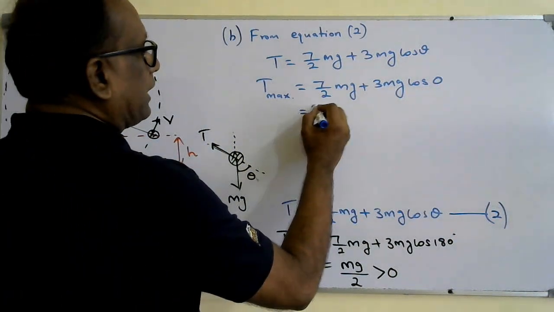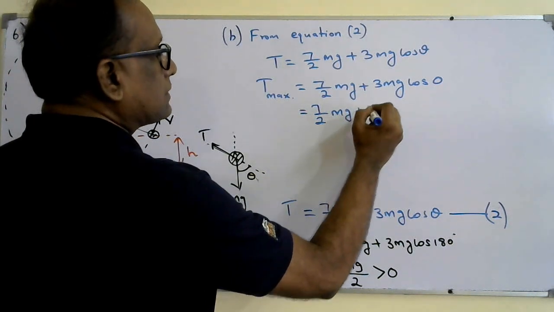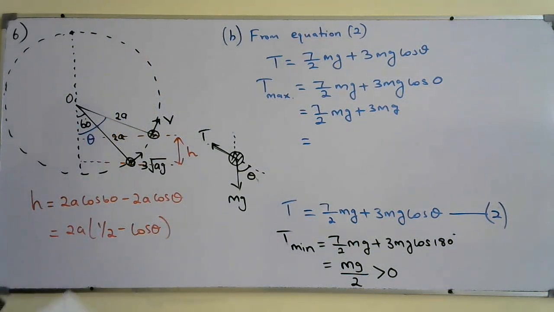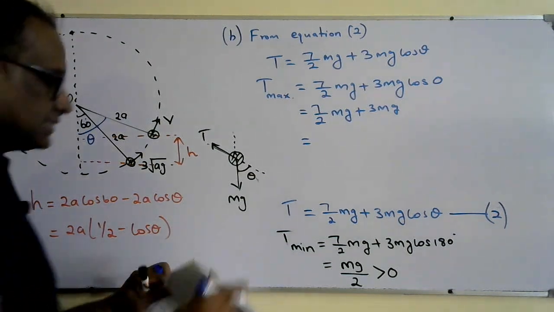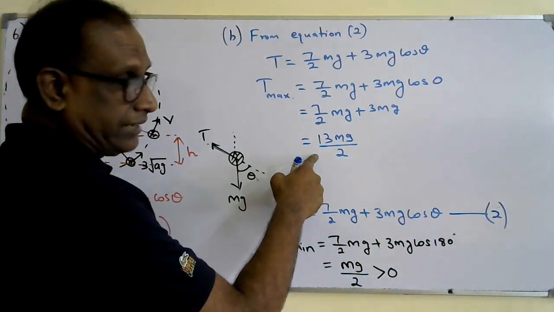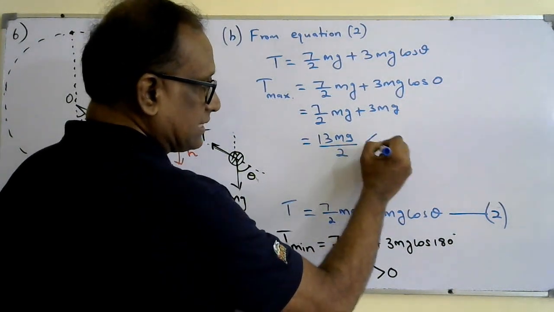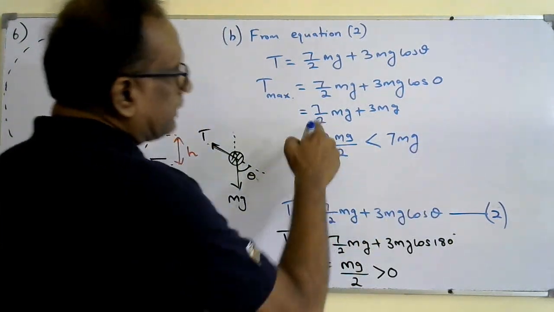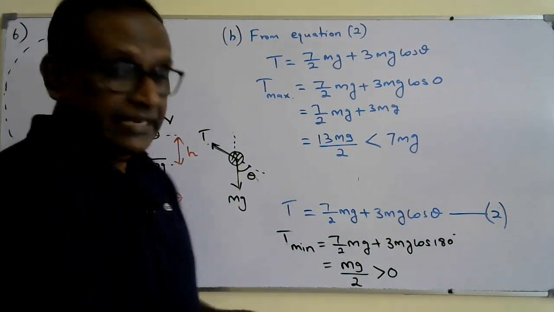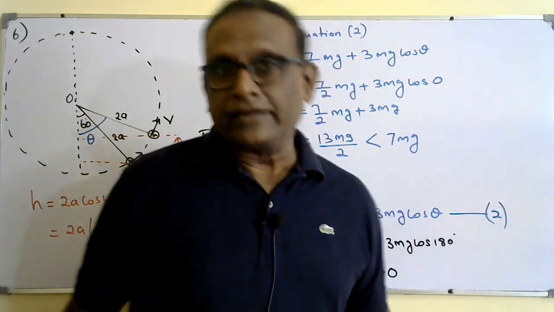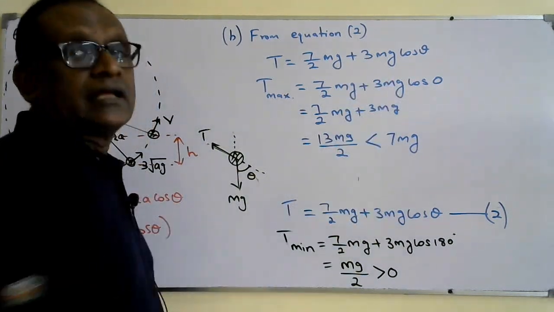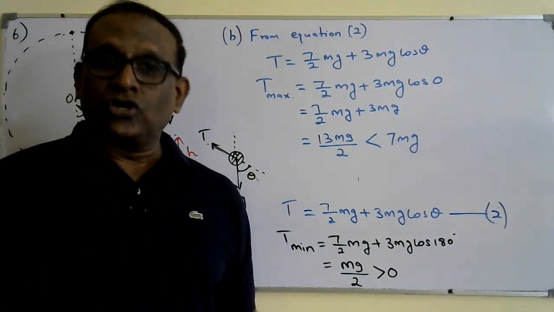So that is going to be 7 by 2 mg plus 3 mg, which is 13 mg by 2. That is 6.5 mg, which is less than 7 mg. So 13 by 2 means 6.5, which is less than 7, meaning the tension maximum never exceeds 7 mg. You are right at the bottom. Since the maximum tension at the lowest point never exceeds 7 mg, therefore without breaking the string, it will follow a vertical circle.